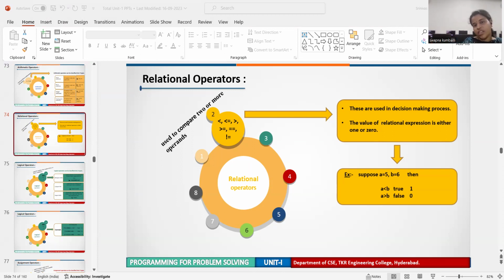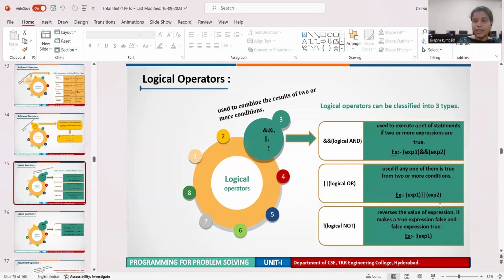So like this, we can use the relational operators in the C language. This is an example for showing the relational operators. Next. So here, true indicates 1 and false indicates 0. You need to remember this. And the third type of operators is logical operator.